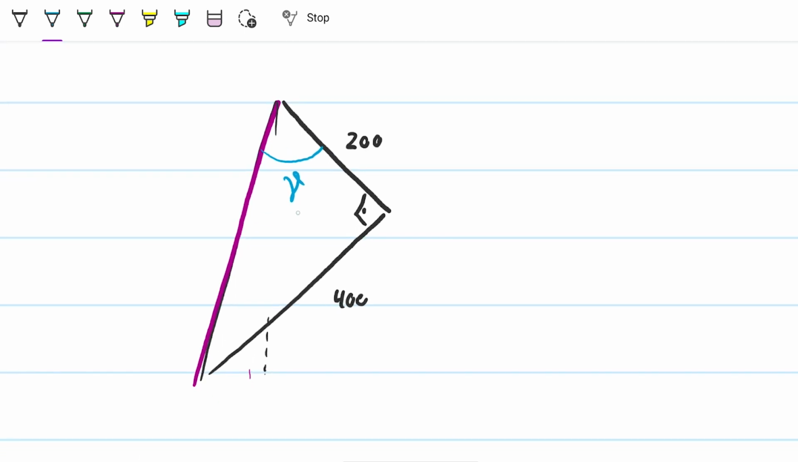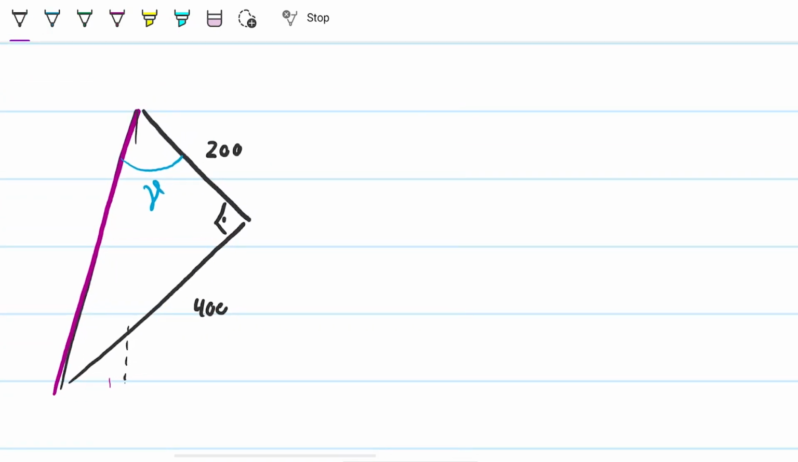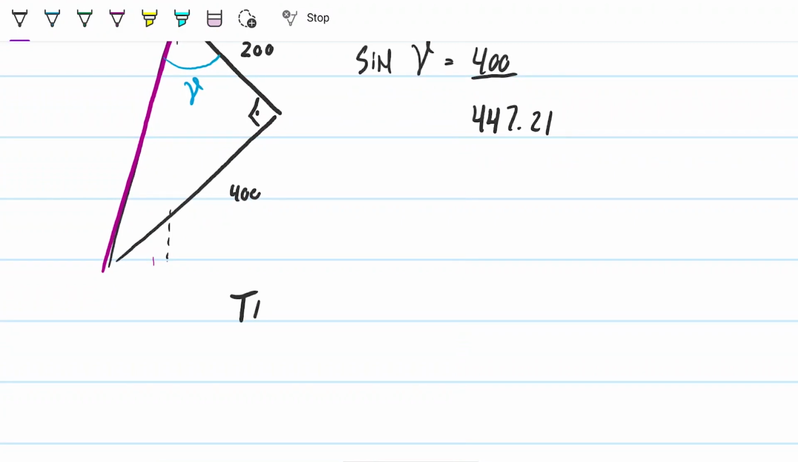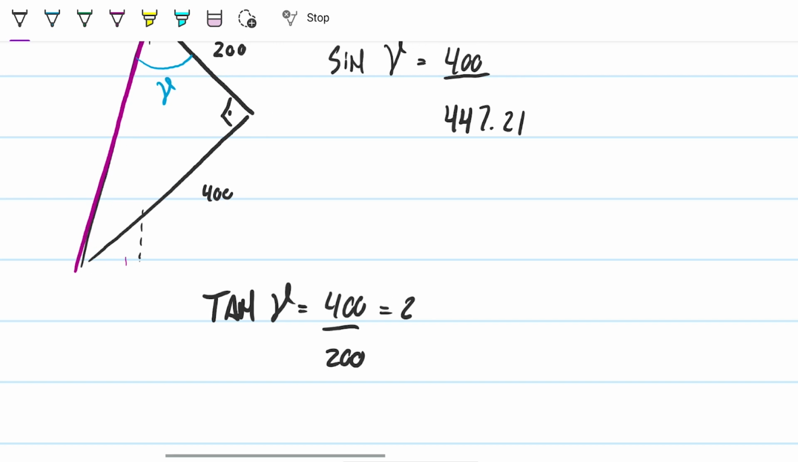This is a right triangle, so the sine of this guy will be my 400 over my resultant. Or if I want to, I can use a tangent, which is going to be 400 over the 200. It's up to me. So what I'm saying is the sine of gamma equals 400 divided by the resultant that I found to be 447.21. Alternatively, you can do the tangent of gamma, which will be 400 over 200, which is 2, which is super convenient.